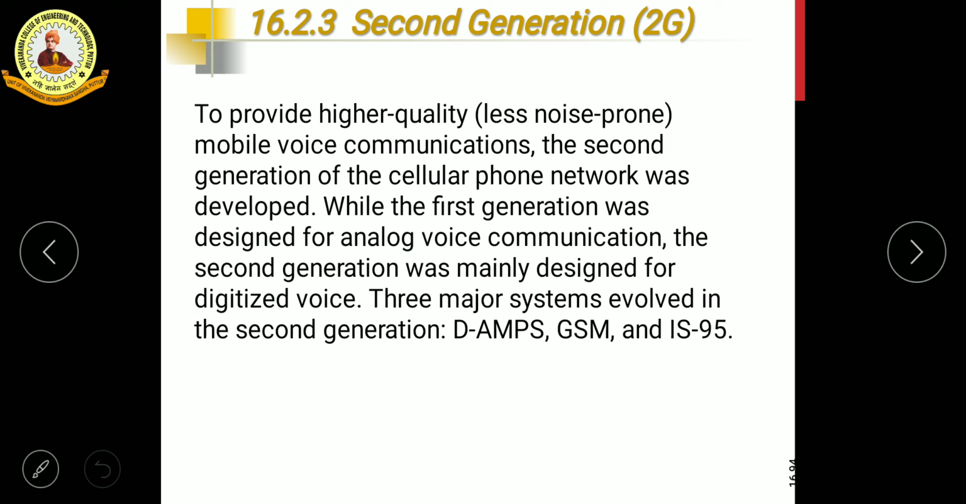So when I say digitized voice signals, our analog voice signals are converted to digital signals. When you convert analog signals to digital signals, that is through a process called PCM that we have learnt in module 2. Okay, so it contains 3 steps, that is sampling, quantizing and encoding. Okay, so here there are 3 major systems that evolved in second generation, that is DAMPS, GSM and IS95. What are these? We will discuss.